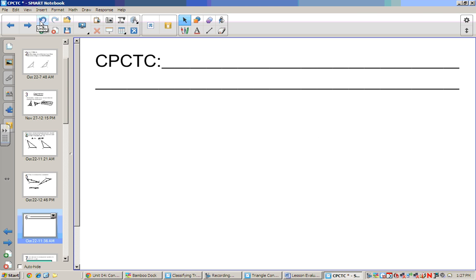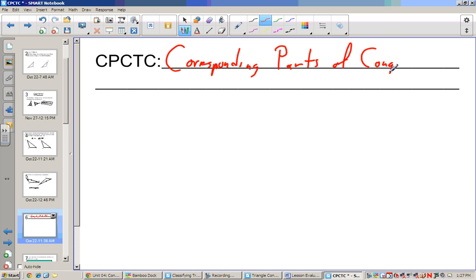All right. Now CPCTC is something that you'll have to memorize. It's corresponding parts of congruent triangles are congruent. Corresponding parts of congruent triangles are congruent. Now, once we know what that stands for, now we have to figure out what exactly it means.